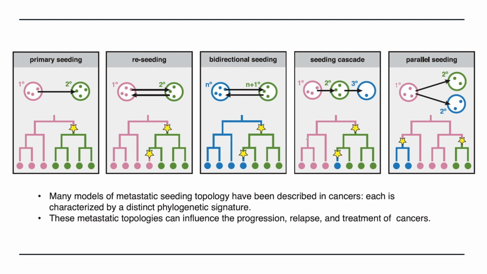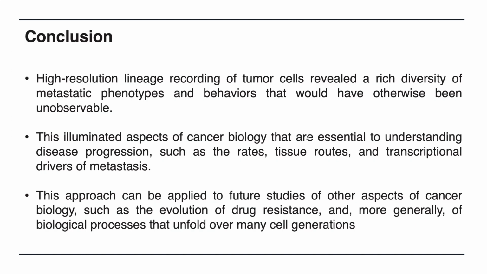And the metastatic topologies can influence the progression, relapse, and treatment of cancers. For example, the cancer cell can have a seeding cascade at first. After all cancer cells are killed by drug in primary sites, they can reseed the primary site and lead to relapse of cancer. Taken all together, this study uses a high-resolution lineage tracing method to show that tumor cells have a rich diversity of metastatic phenotype.